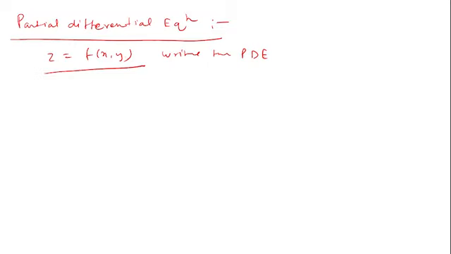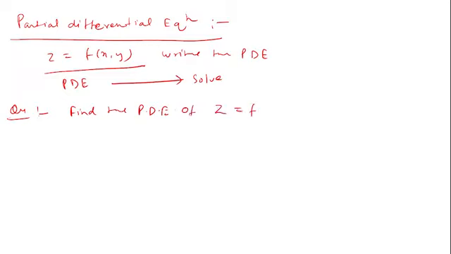Or they will give you one PDE and they will ask you to solve it. When you solve a PDE, you will get again this form. Okay, so the first kind of question we will do by a question. Suppose this is a question: find the partial differential equation of z is equals to f of x square minus y square. This will be your first equation.